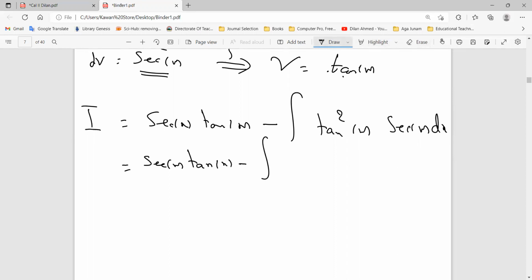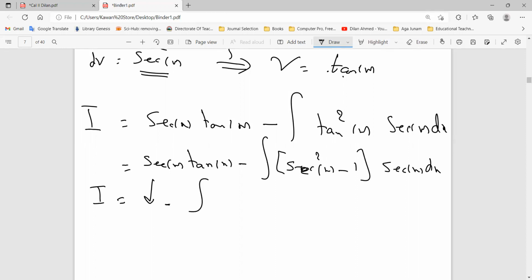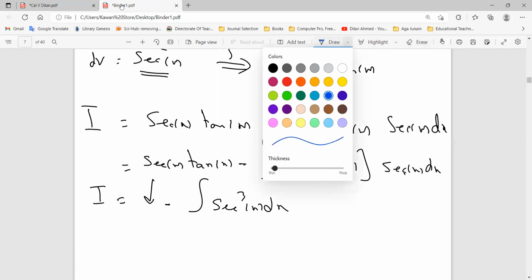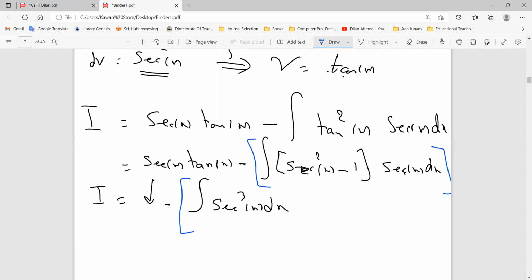minus. I should change this tan squared to what? Sorry, tan squared, which is secant squared of x minus 1. Do you remember that? Multiply by secant dx. I'm going to write it down like that, minus secant by secant, minus by minus. Am I right? Maybe I skipped a step, so I'm not going to skip it for you. Okay, so I is equal to the integral of secant cubed dx minus the integral of secant of x dx.